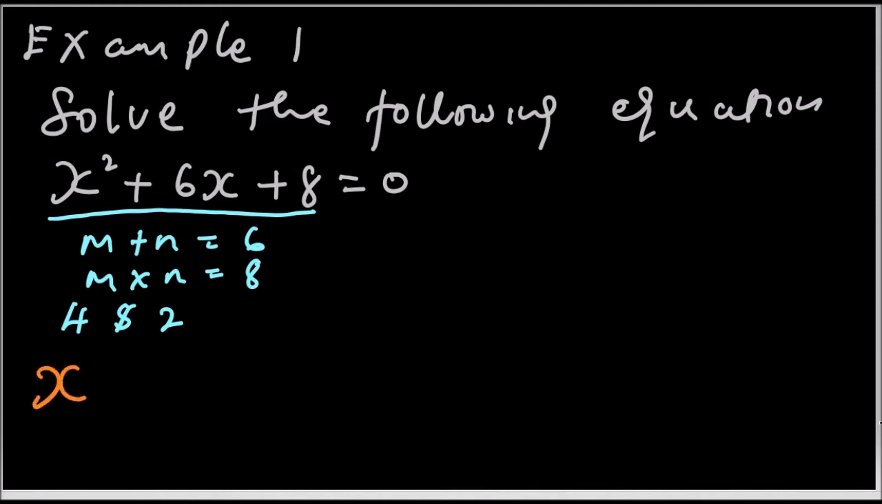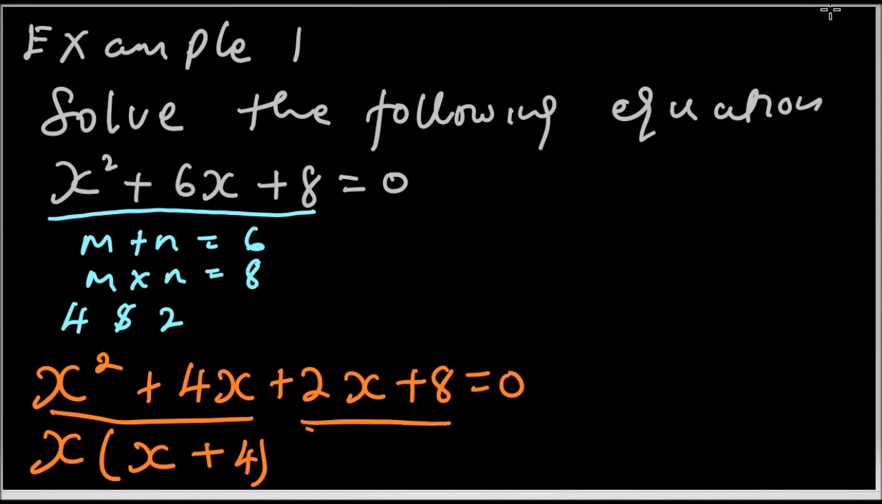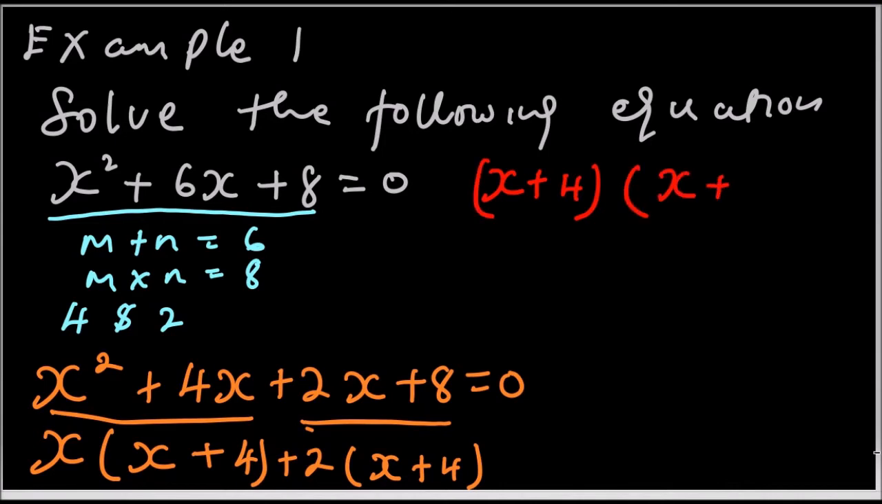So we can rewrite our equation as x squared plus 4x plus 2x plus 8 is equal to 0. Once you write like that, just like we did when we were factorizing, we factor out what is common in these two terms. We find it is x, and we'll be left with x plus 4. And here we factor out 2, so we'll be left with x plus 4. So we can write our factors like this: we factor out x plus 4, and will be left inside the bracket x plus 2, equal to 0.